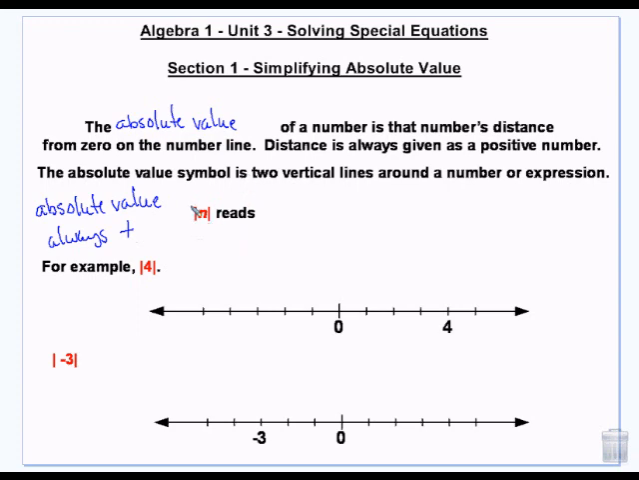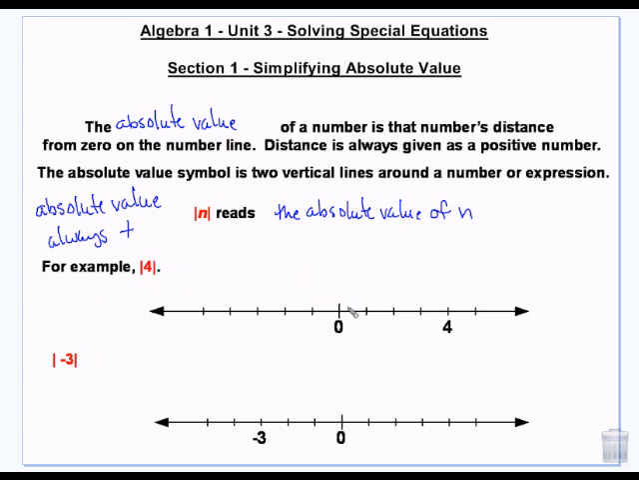So it looks like this. You get two straight lines on either side of a number, and it would be the absolute value of n. That's how you would say that. So this is the absolute value of 4. This is the absolute value of -3.